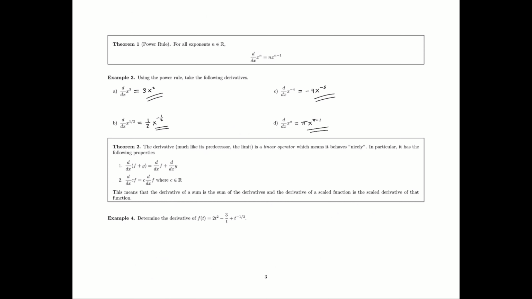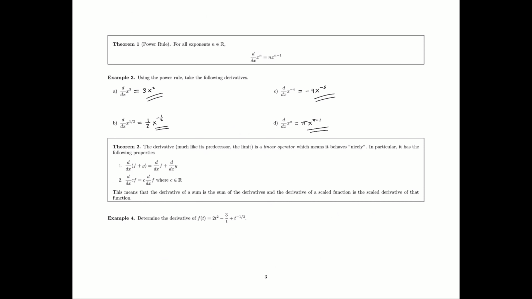Okay. Before we head into example 4, let's just mention theorem 2 here. The derivative is essentially a limit of slopes. So because it's a limit of slopes and limit is a linear operator, it means that it behaves what we'll call nicely. So essentially, you can distribute the derivative through a sum. So if you have two things added together, you can take the derivative of each and then add the answers together.